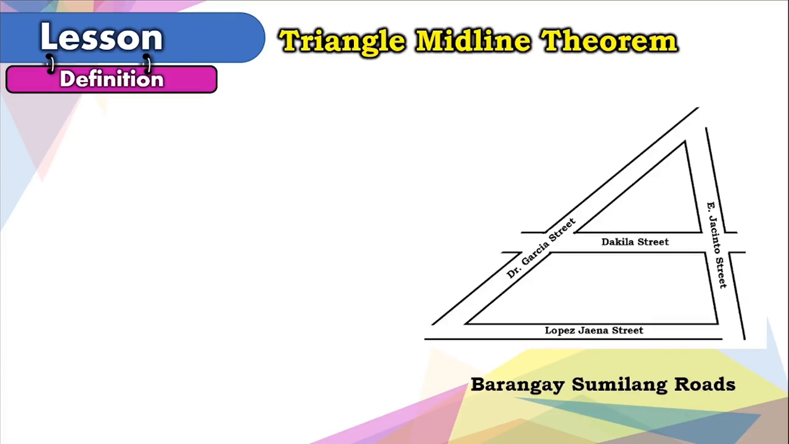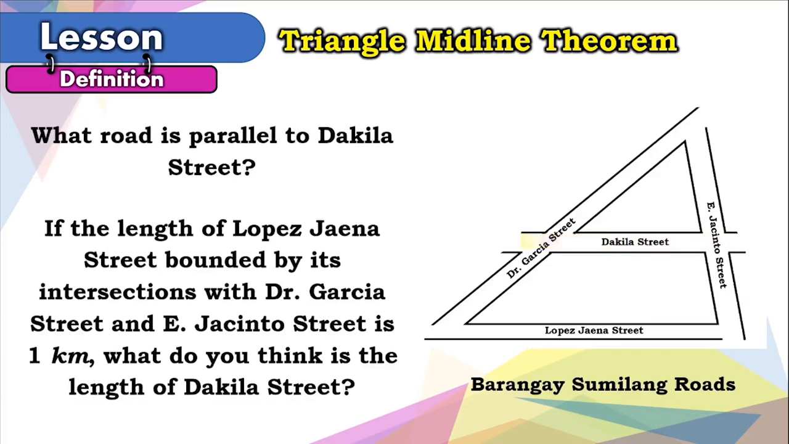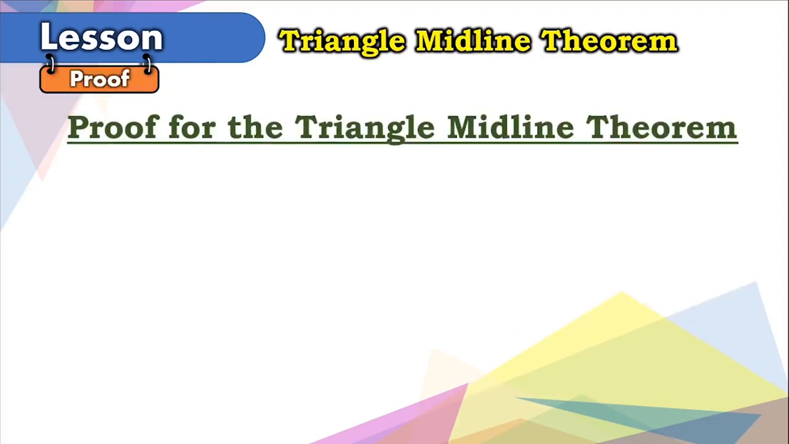In the roads of Barangay Sumilang, what road is parallel to Taquila Street? Excellent! The road that is parallel to Taquila Street is Lopez Haina Street. Now, if the length of Lopez Haina Street bounded by its intersections with Dr. Garcia Street and E. Jacinto Street is 1 kilometer, what do you think is the length of Taquila Street? I hope you will get the answer at the end of this lesson. Let's proceed to the proof of the triangle midline theorem.